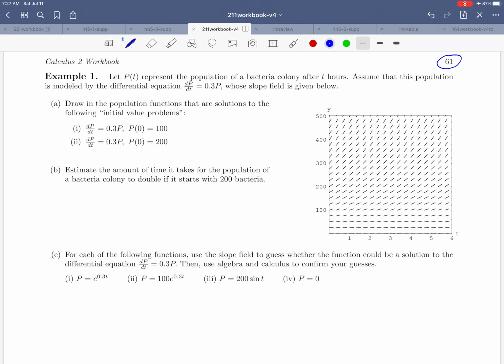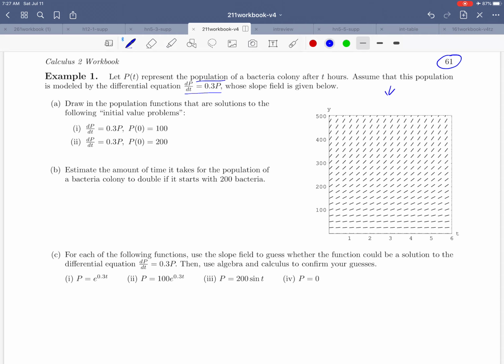P of T is representing the population of a bacteria colony after T hours. Okay, and we'll assume that the population is modeled by the differential equation dP/dt equals 0.3P. And that's just a way of communicating some information about how fast the population is growing. And they're giving us a slope field. Okay, so a computer has generated the slope field for that differential equation.